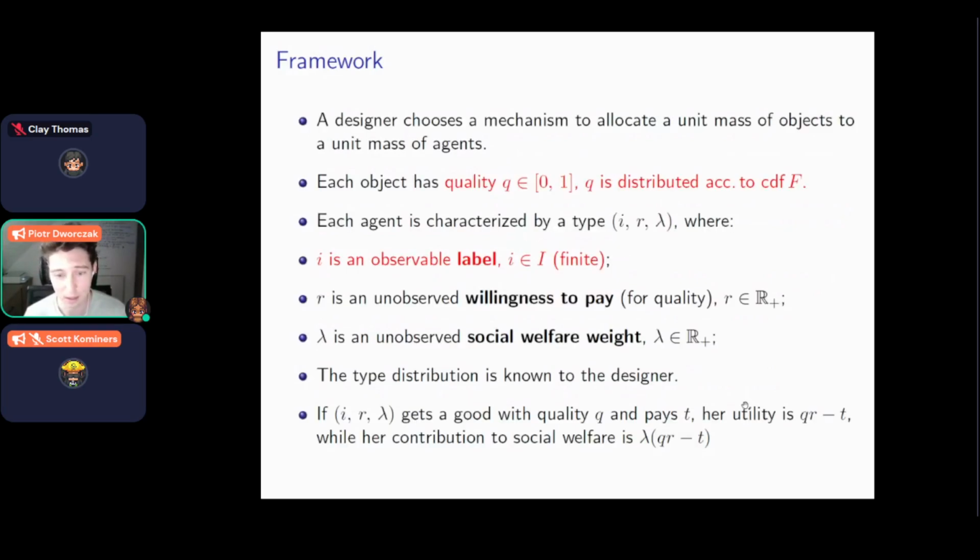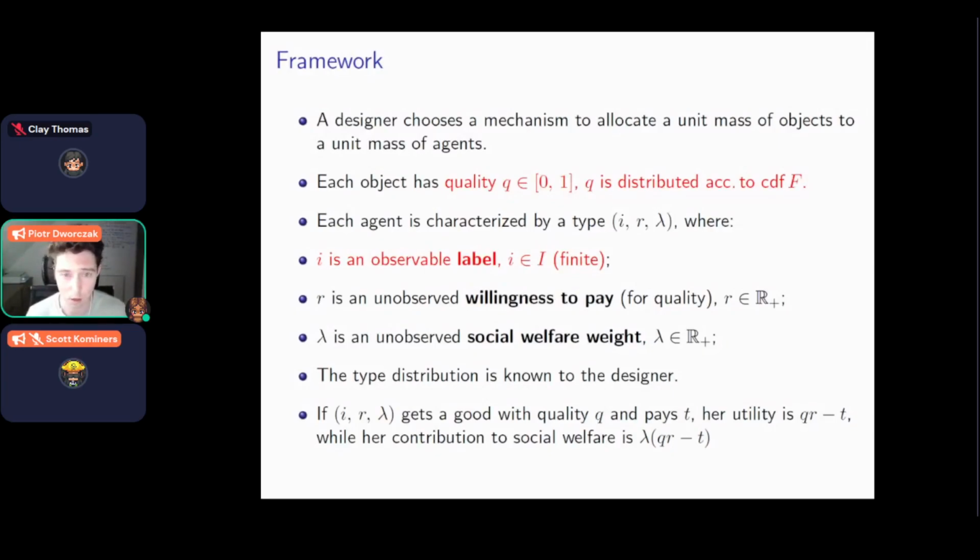So here's the framework, and I'm going to be basically extending the framework that Mohammed was using. We're going to focus on allocating resources to buyers, and of course you can do the same exercise for the sellers. It turns out when you look at general mechanisms, it doesn't really matter which side of the market you're looking at. So just to recap, a designer is allocating unit mass of objects to a unit mass of agents. Here's the first extension.